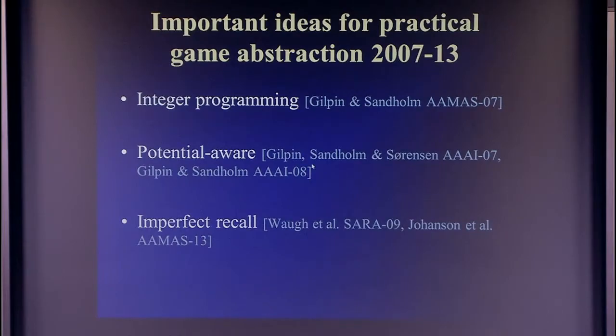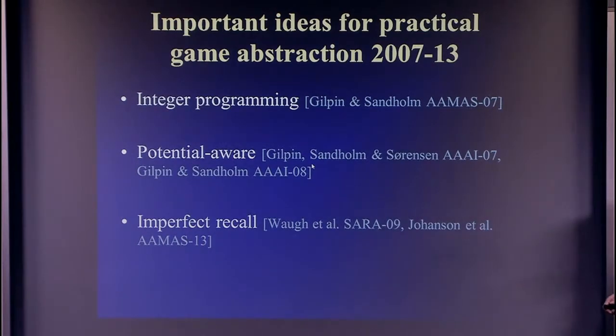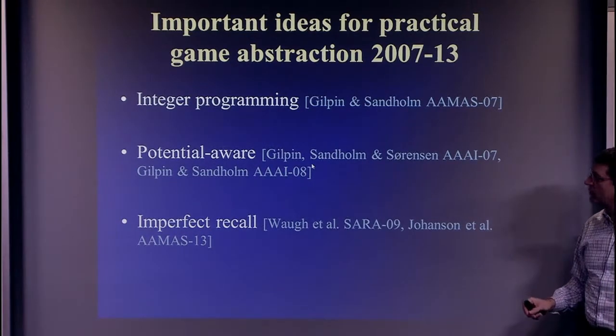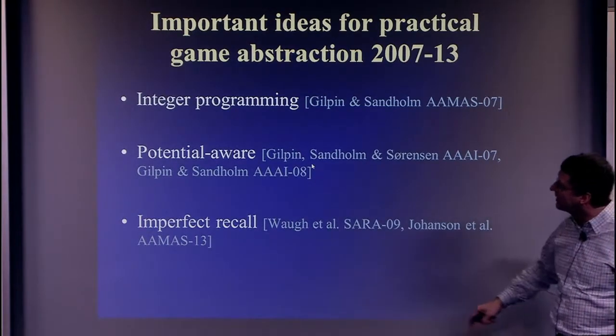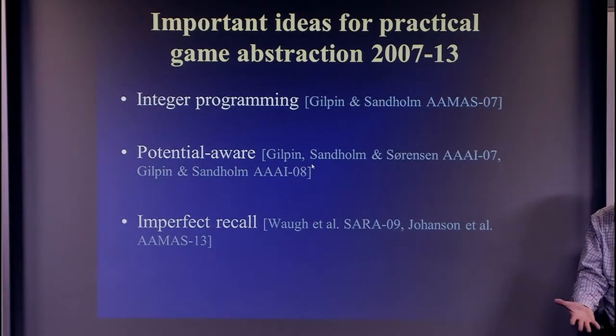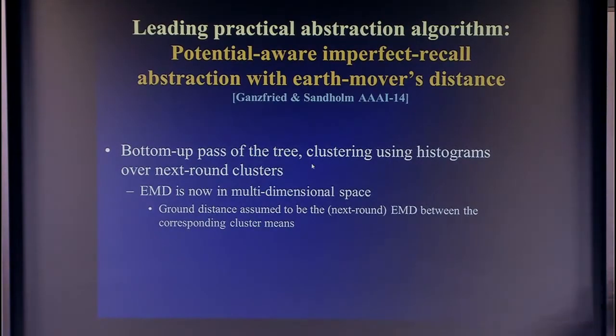I'm going to just say what the main ideas are from this whole sequence of algorithms that happened 2007 to 2013 of practical abstraction algorithms. The main ideas were integer programming, meaning that you don't just greedily abstract, you're actually planning your abstraction carefully. How many children does every node in the abstract game get to have? Potential aware abstraction, that's the idea that the hands don't really just abstract based on their value, but based on how they transition probabilistically to the next level already abstracted nodes. And then imperfect recall. So sometimes it's a good idea to forget something that you already knew that matters, so as to be able to computationally afford more refined abstraction of the present. All right, so the leading practical abstraction algorithm right now combines the last two of those ideas and obviates the first.